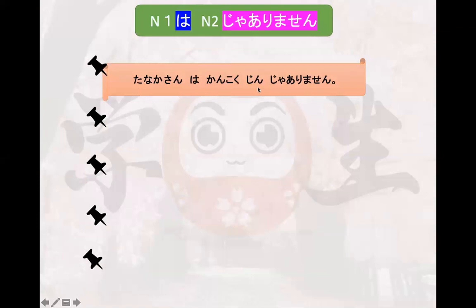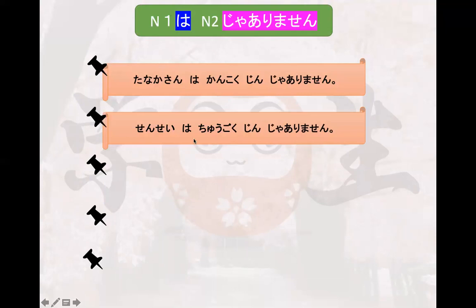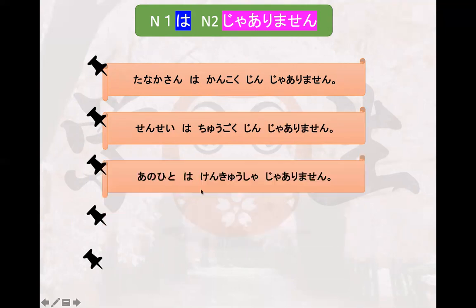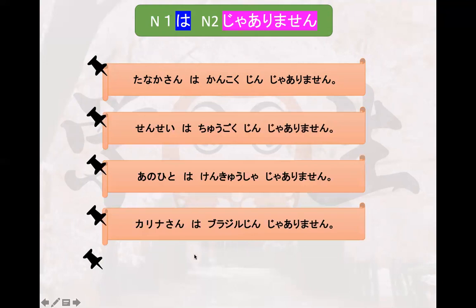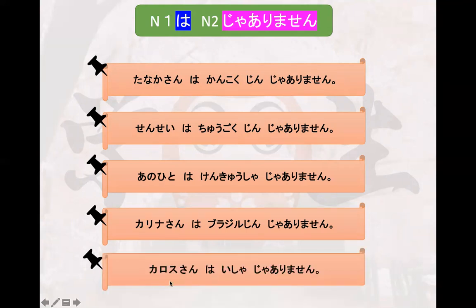Okay, so more examples of this pattern. Tanaka-san wa kankokujin ja arimasen. What do we mean by this? Mr. Tanaka is not Korean. Sensei wa chuugokujin ja arimasen. The teacher is not Chinese. Next, ano hito wa kenkyusha ja arimasen. That person is not a researcher. Next, Karina-san wa burajirujin ja arimasen. Miss Karina is not a Brazilian. And finally, Carlos-san wa isha ja arimasen. Mr. Carlos is not a doctor.